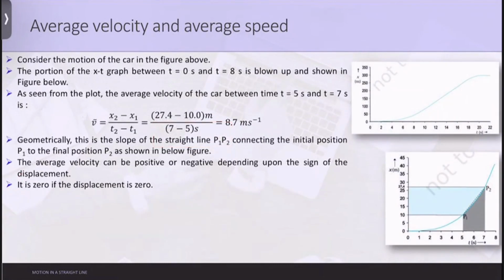Fine. So now let us consider the motion of the car as shown in the figure above. Let us try to understand the motion of the car here, what is actually happening, and then we can try to understand what is the average velocity here in each of these scenarios.